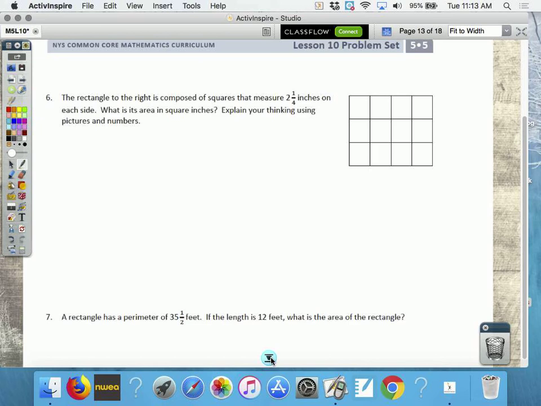Let's start with it. So number 6, we're already on number 6. Okay. So it says the rectangle to the right is composed of squares that measure 2 1/4 inches on each side. What is the area in square inches? Explain your thinking using pictures and numbers. Okay? And we don't get to count their picture.